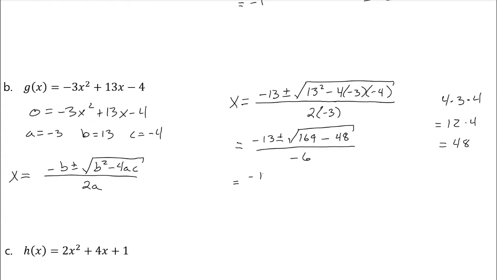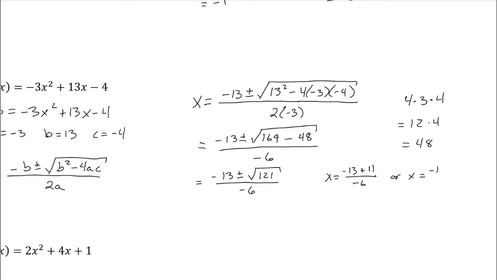Continue simplifying. We'll have negative 13 plus or minus the square root of 169 minus 48. 169 minus 40 would be 129. Minus 8 is 121. This isn't so bad. The square root of 121 is 11. So this is going to be x equals negative 13 plus 11 all over negative 6, or x equals negative 13 minus 11 all over negative 6. Negative 13 plus 11 is going to be a negative 2 over negative 6, which reduces to 1/3.